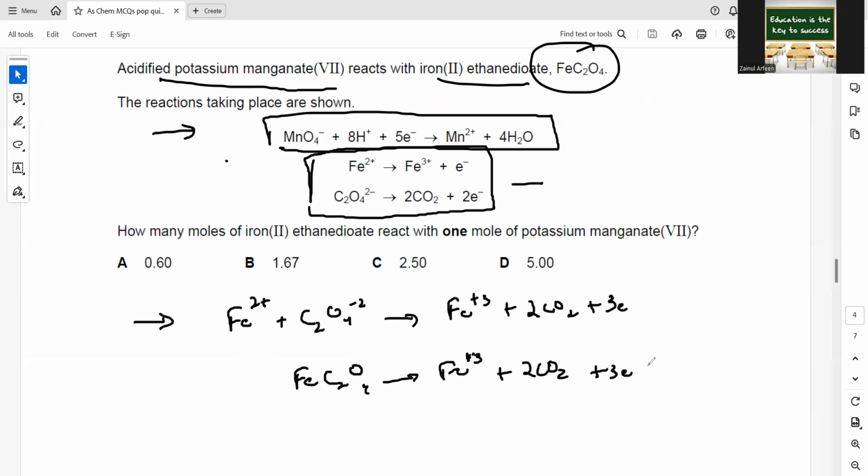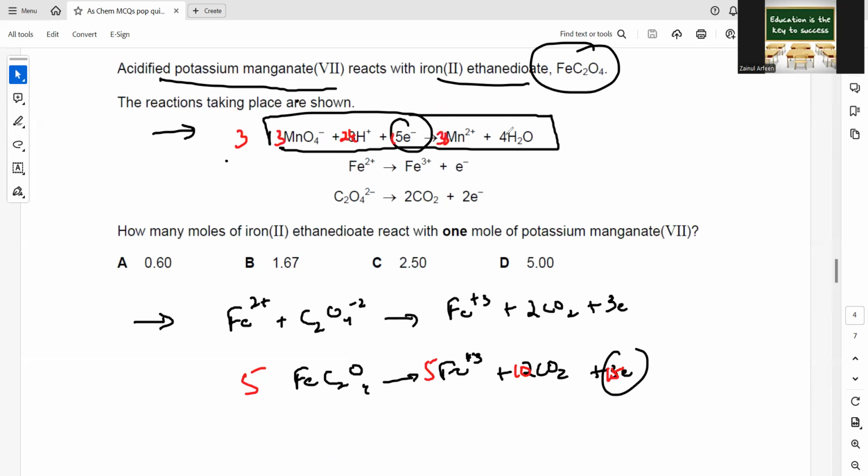Whenever we want to combine two equations, we make the number of electrons the same. Here we have 5 electrons and here we have 3 electrons. How can I make the number of electrons the same? I multiply this equation by 3 and I multiply this equation by 5. So the number of electrons will be the same, and then I will add the two equations. So this will be 5, 5, this will be 10, and this will be 15. This will be 3, 3 multiplied by 8 is 24, this will be 15, this will be 3, and this will be 12.